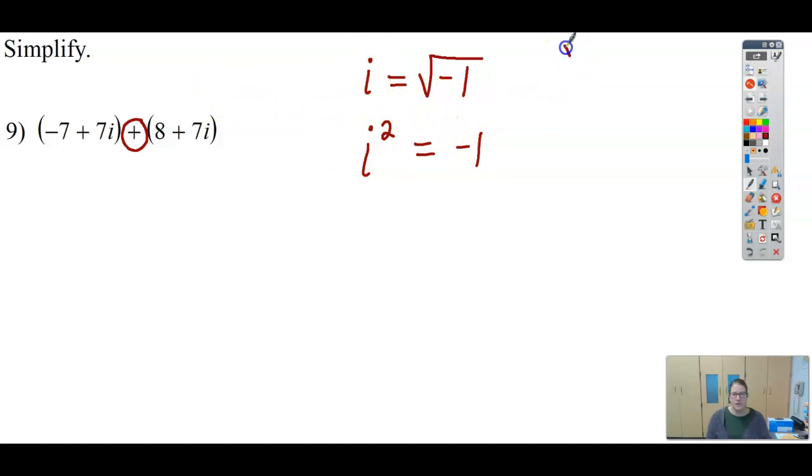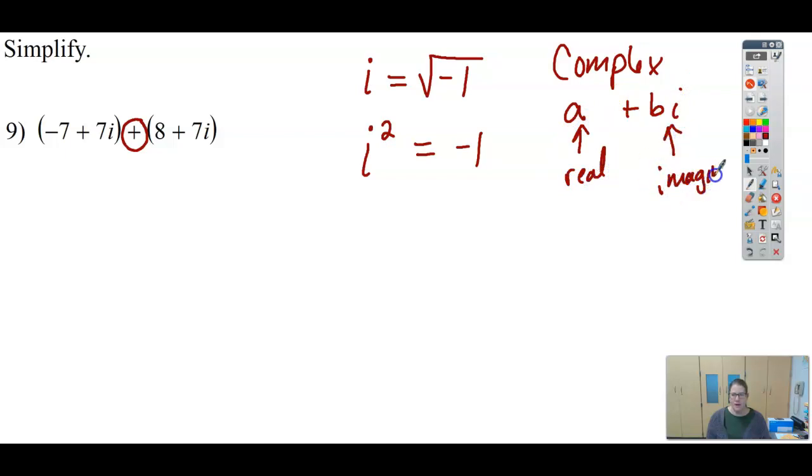So let's just quickly review. A complex number is in the form a plus bi, where a is the real part and bi is the imaginary part. Okay, so that's what a complex number is. It has a real part and an imaginary part. So here I have 2 complex numbers being added together. Here's the real part of the first one, and here's the imaginary part. On the second one, here's the real part, and here's the imaginary part.